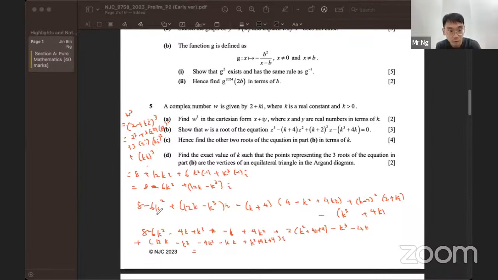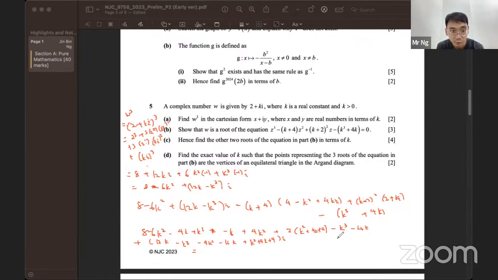Okay, let's see. So here 8, here 8, here 16. So no more constant already. After that, let's look at the cube. This one is square. So plus cube minus cube, no more already.